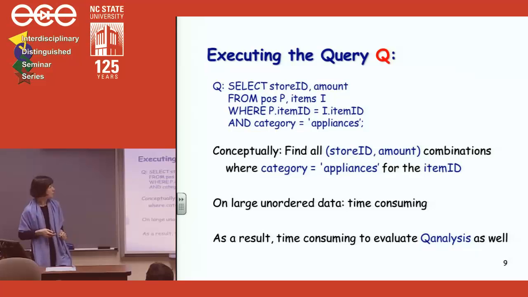So how do you put together this relevant data? We have a SQL formulation for this query. What this query says is find all combinations of store ID and amount where the category is appliances for the item ID that was sold. Okay.